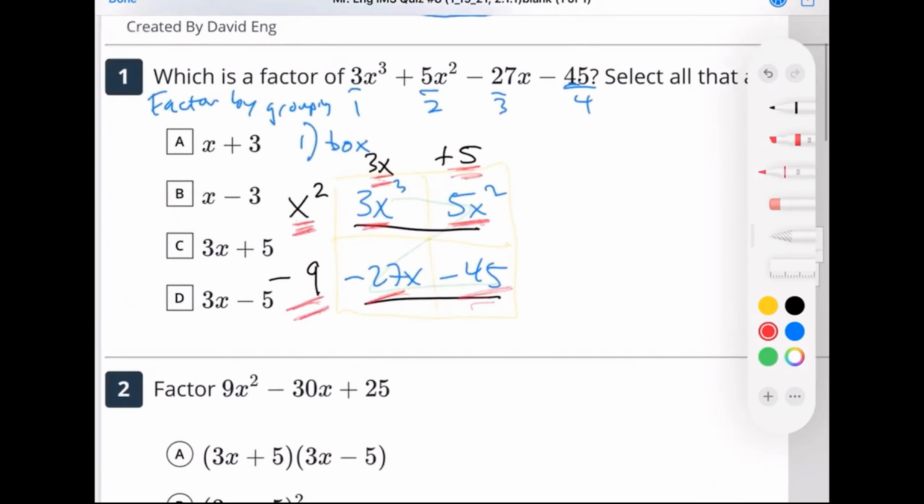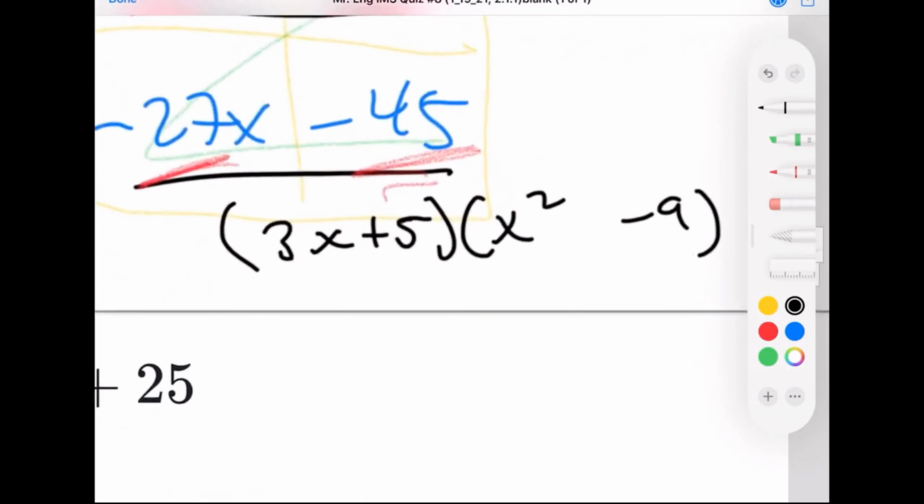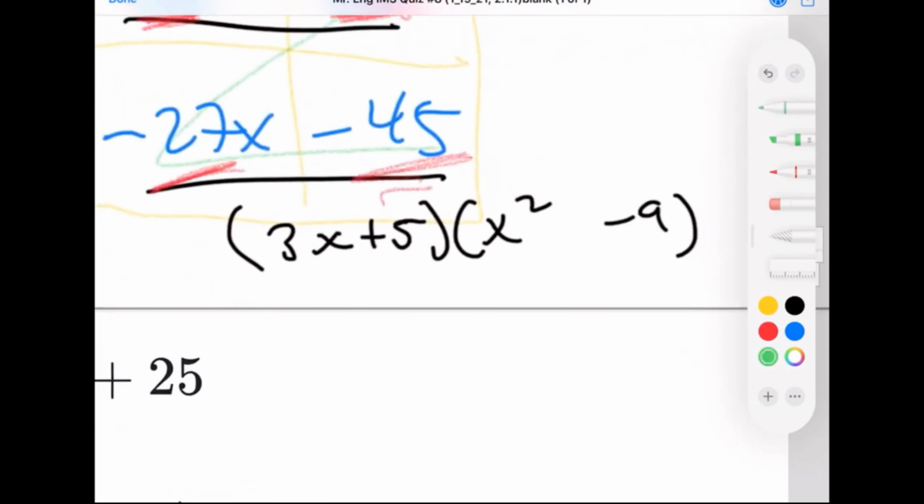Okay, so here in green, these are my answers, but let's write this out. 3x plus 5 and x squared minus 9. Now if you notice, x squared minus 9 is not any of the choices for number 1 because you have to add a placeholder. And when you do that, here in green, you're going to have to factor again.